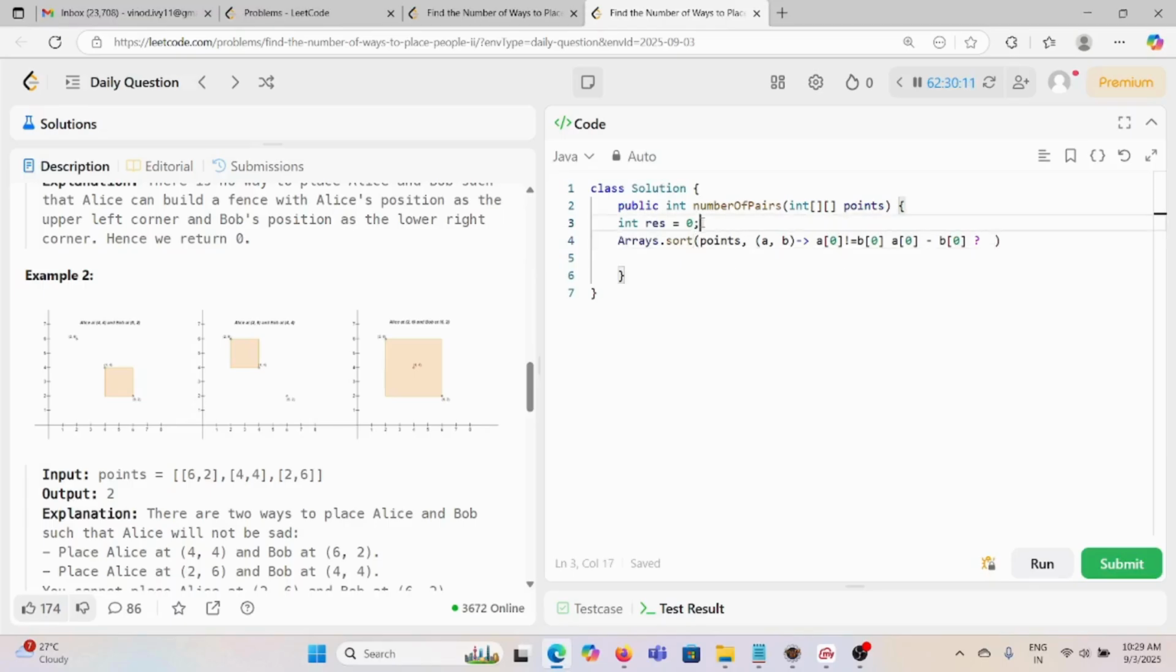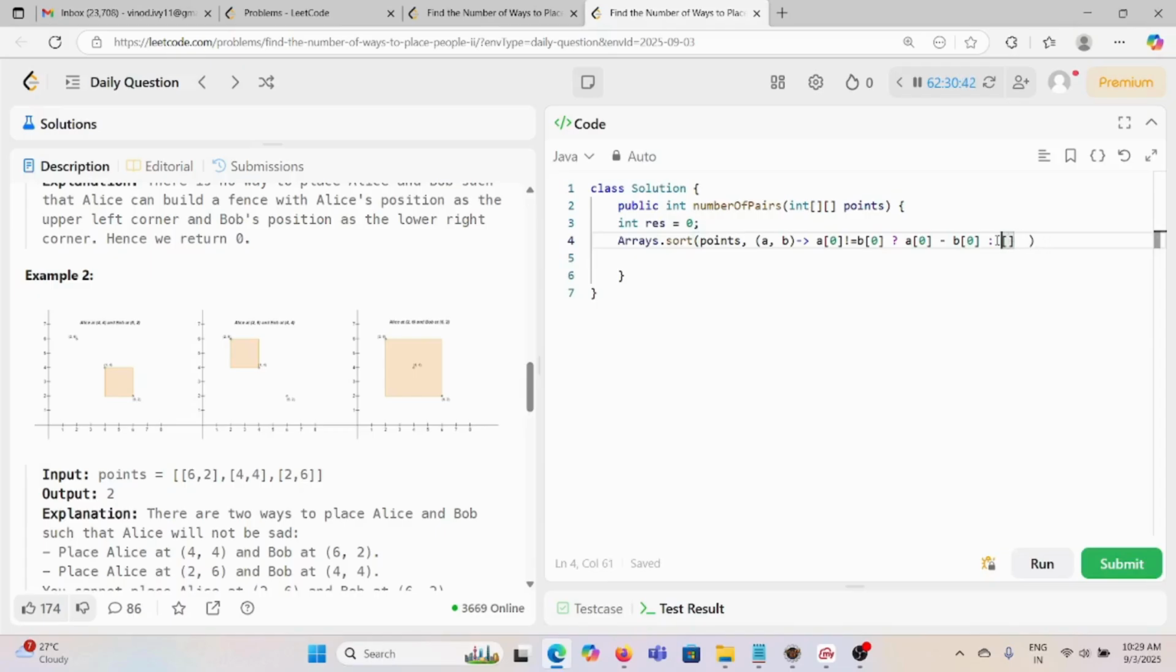So let's say this is our int result equal to 0, and I'm sorting it. I'm sorting this points array based upon the x-axis. So see here, when a0 is not equal to b0, meaning these x and other x are not equal, in that case, what is happening? We are looking for the increasing value of this x-axis, right? We are sorting based upon the x-axis. Otherwise, if that is not the case, then we are doing the y-axis, right?